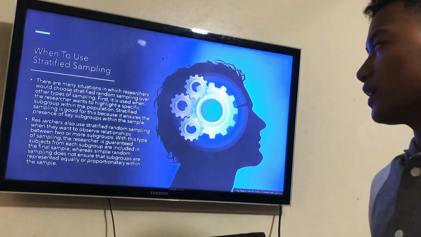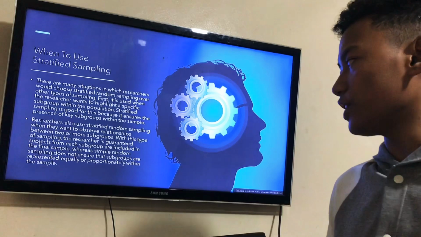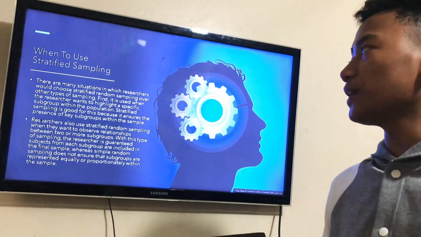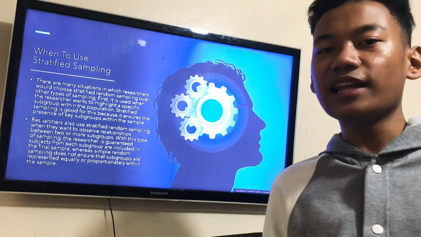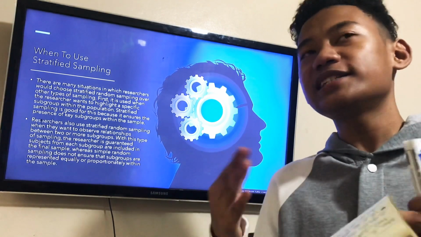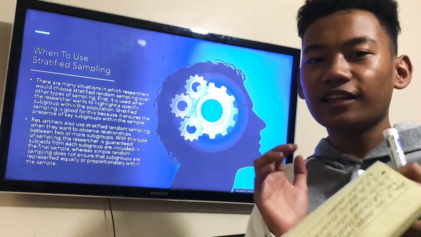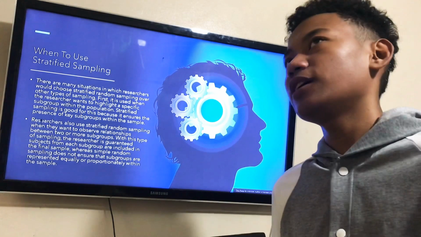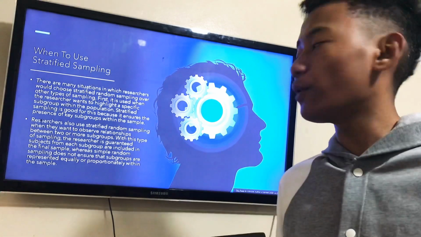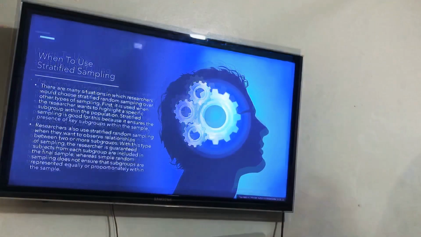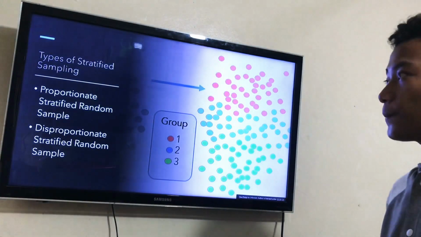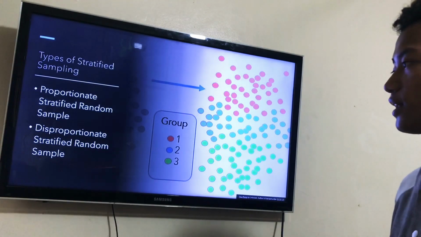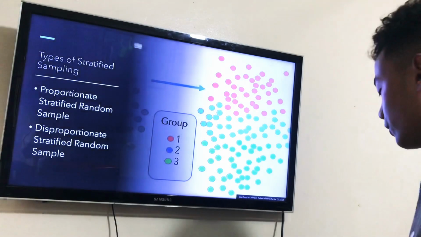Whereas simple random sampling does not ensure that subgroups are represented equally or proportionally within the sample. So it basically means that stratified sampling ensures us that we're going to get exact and precise final stratified result, so that we can use it in other data, and we can ensure that it is reliable, unlike the simple random sampling. So there are two types of stratified sampling. The first one is the proportionate stratified random sample, and the second one is the disproportionate stratified random sample.